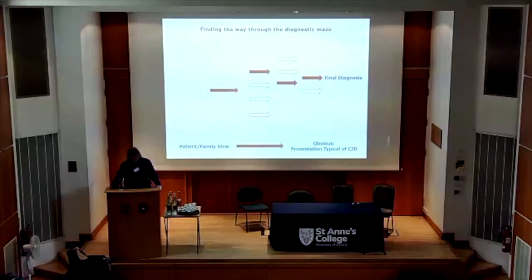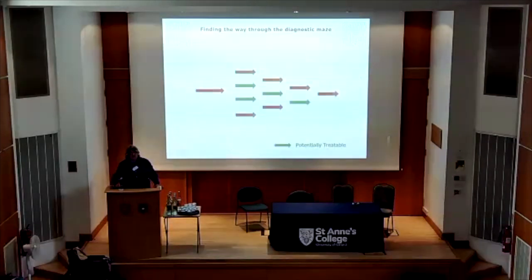Now, from the family's point of view, they look at these arrows going in one direction, and they say, well, it's a fairly straightforward path through the maze. And it's also obvious because the presentation was typical of CJD. Well, it was, but it was also typical of a myriad other conditions which have to be considered. And from the clinician's point of view, this is a stepwise iterative process, and it's not obvious at any stage, and there may be many possibilities. And one thing that I really do want to stress is that some of these other possibilities could be potentially treatable. And therefore, it's really very important indeed to make sure that they're not the case.